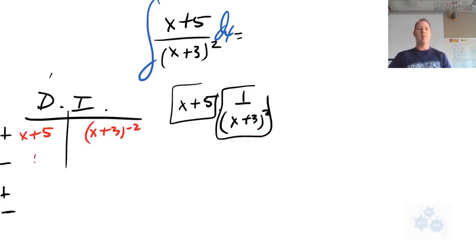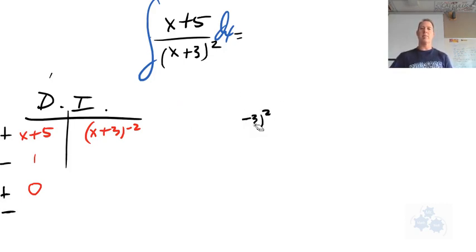We take the derivative, we get 1. Take the derivative again, you get 0. Awesome. If we get 0 in the derivative column, then that's great. We can stop there. Now I want to try and integrate this twice if I can. This is just a straight power, so let's add 1 to the exponent and divide by that. So that's going to be negative x plus 3 to the negative 1. So that goes here.